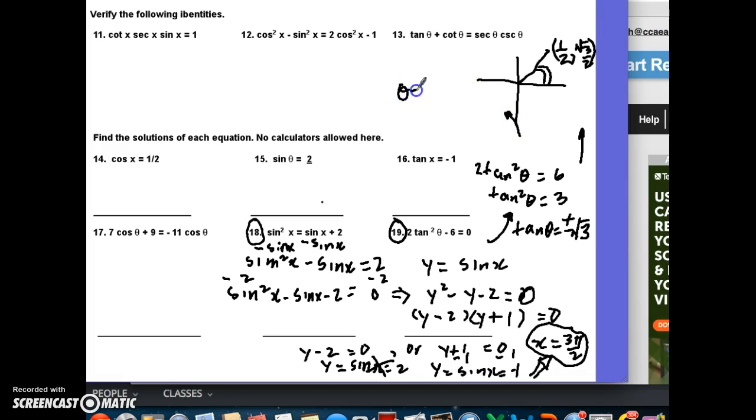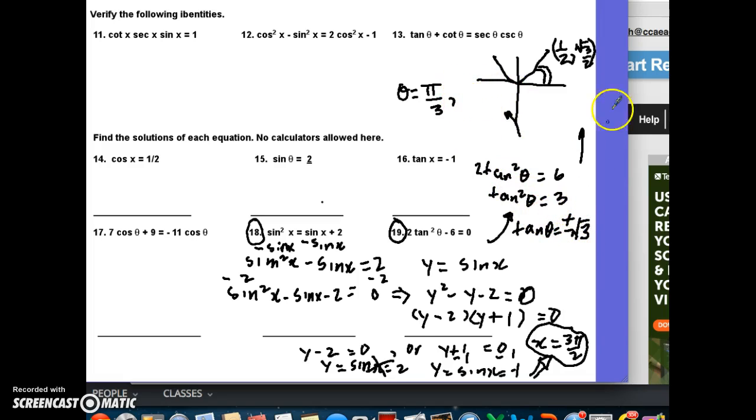Theta is pi over 3. And you know it's going to be some angle with 3 in the denominator. So if we go to the second quadrant, what would it be?